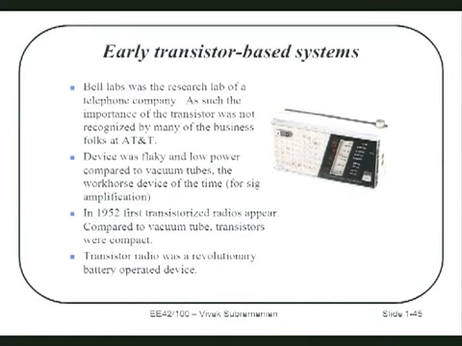So the first transistor radios appeared in the 1950s. And they didn't work that well, but they were small. And when you turned them on, they worked instantaneously. You didn't have to wait for them to heat up. So they were absolutely revolutionary. They could run on a battery because they didn't have high voltages. The vacuum tubes needed high voltages. So these were absolutely groundbreaking.